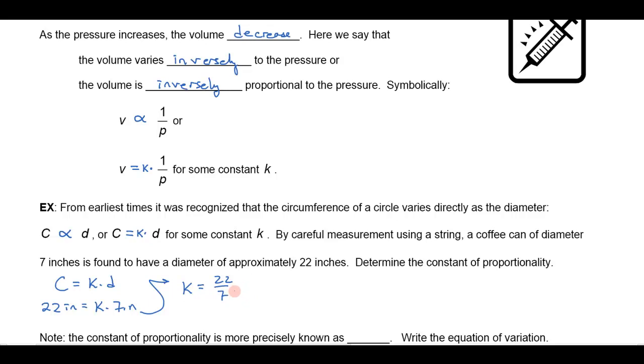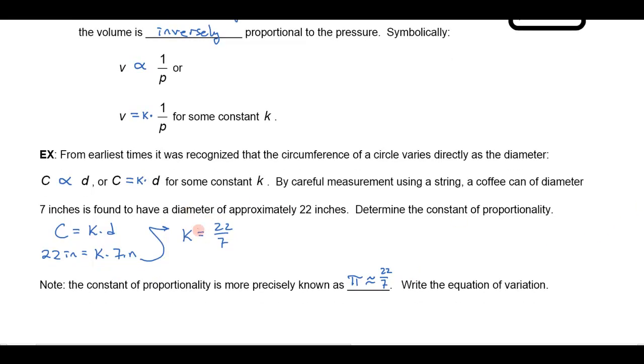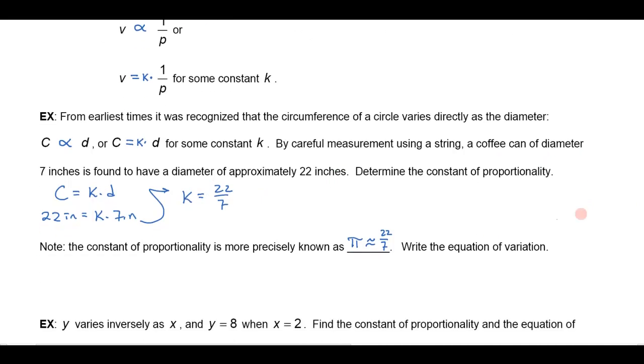Okay, so in this case those are just approximate values. We now know that the constant of proportionality is more precisely known as pi, and that's only approximately equal to 22/7. It's an irrational number, 3.14159, which isn't exactly 22/7. But anyway, once you know that constant is about that number, then forevermore you can say that the circumference is going to be pi times that diameter, right, or approximately 22/7 times that diameter.